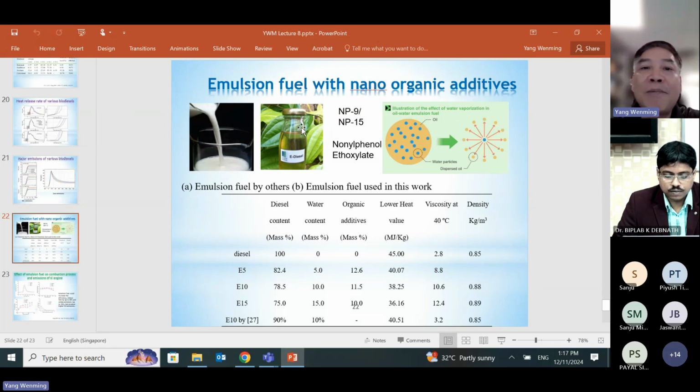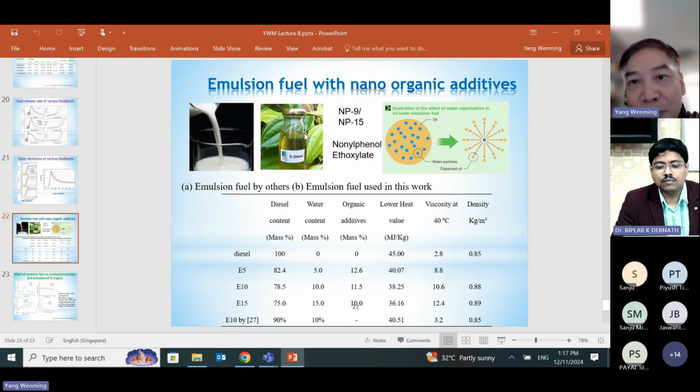So with different surfactants, the properties will be different. This one is more like nanoparticles. That's why the emulsion fuel produced from biofuel or fossil fuel and the surfactants can look transparent, because it's nanoparticles. It's very small, very tiny, so it has the property of transparency.